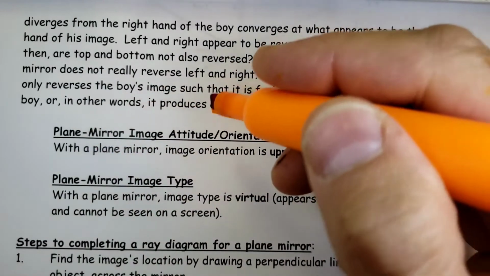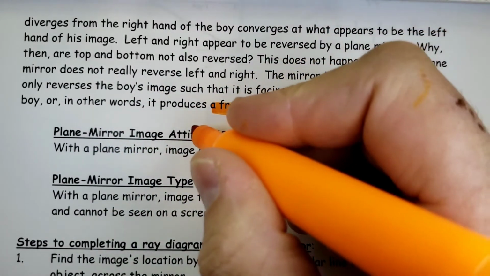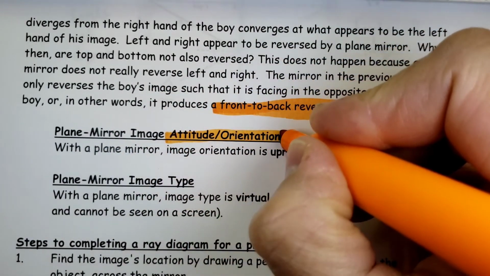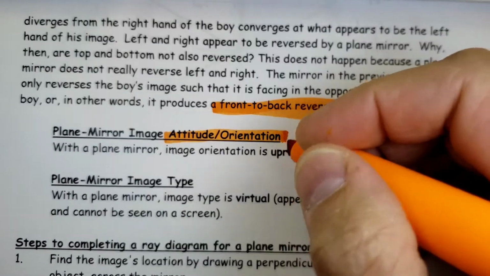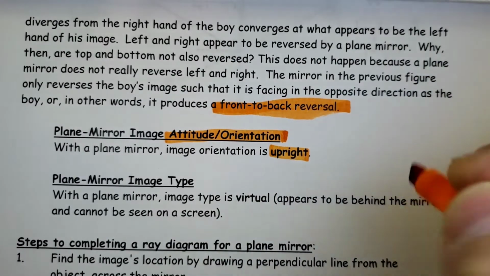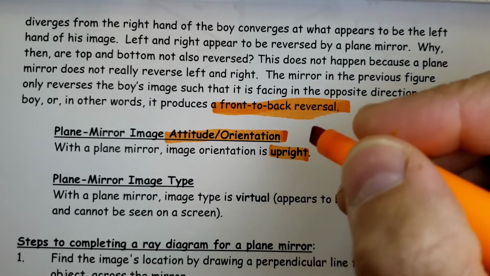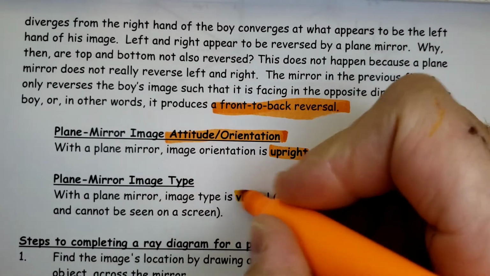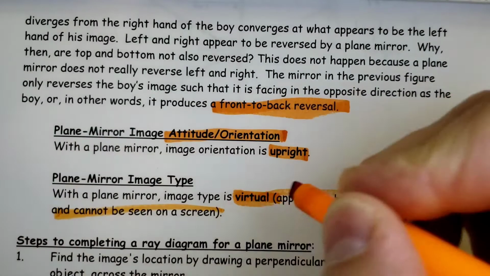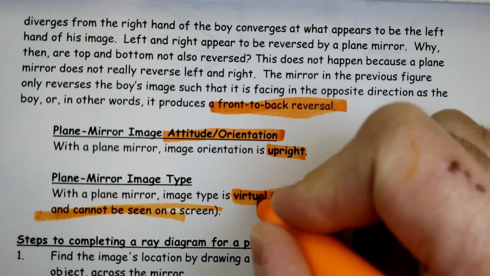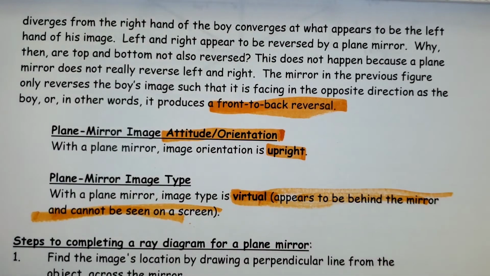So plane mirror image attitude. By the word attitude, what we really mean is orientation, whether it's upright or upside down. And by upside down, we call that inverted. It's upright. And then the plane mirror image type: as we mentioned earlier, that is virtual. It appears to be behind the mirror and cannot be seen on a screen, as we'll see later on.